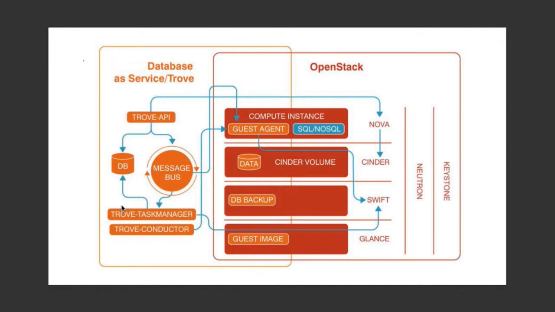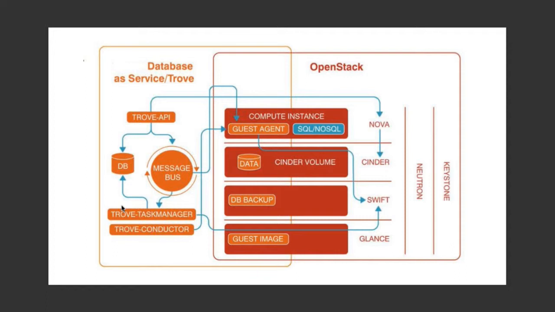And Trove Task Manager is an RPC-based service which essentially picks the request that the Trove API is placing on the message bus. And the Trove Task Manager, depending on the type of request, either goes to the database to fetch the results, or it hands it over to one of the OpenStack components like Nova. And Trove Conductor is the one which talks to the Trove guest agent to get the work done through the guest agent.